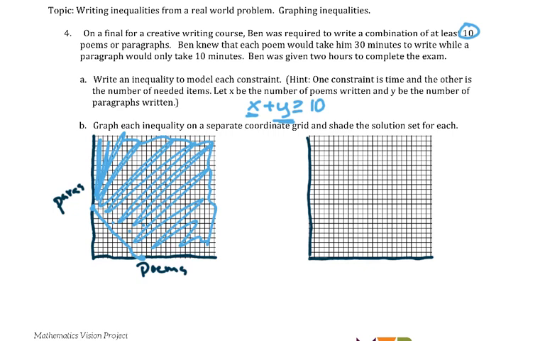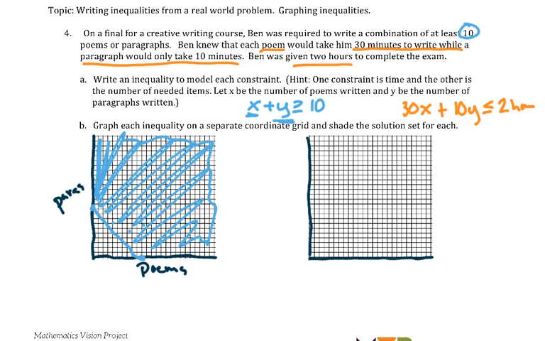Now the time. So it takes 30 minutes to write a poem. So to represent the number of poems, each one I have to multiply by 30 minutes. Then a paragraph is 10, so each paragraph I write would take 10 minutes, so 30x and 10y. Then I add those together, and they have to be within 2 hours. So this would have to be less than, or it could be the exact time of 2 hours.